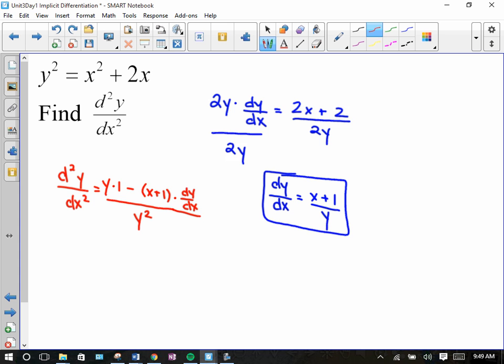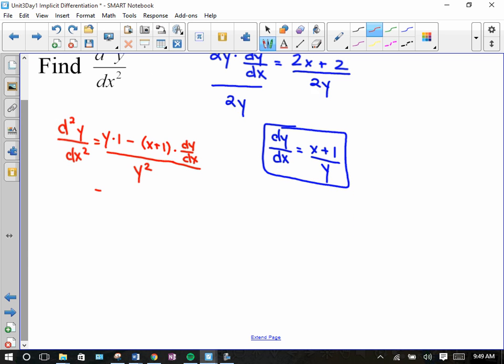We know dy/dx is equal to (x + 1)/y. So the second derivative is y times 1, which is just y, minus (x + 1) times (x + 1)/y, divided by y squared. Okay.